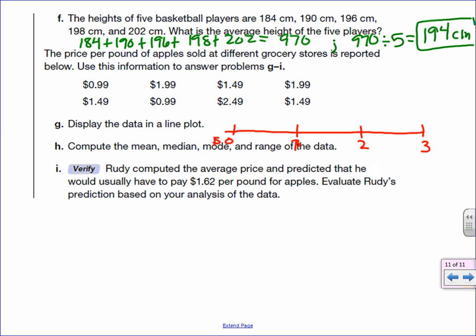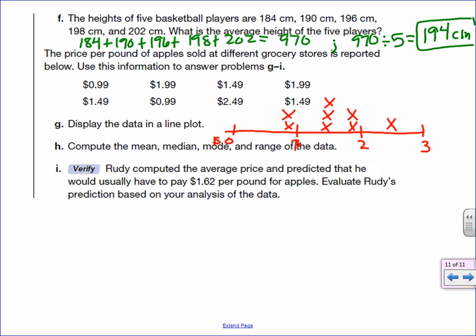So 99 cents would be right here. 199 would be over here. 149 would be about here. 199, we got another one. 149, we got another one. 99 cents, we got another one of those. 249, and then 149, we got one more of those.